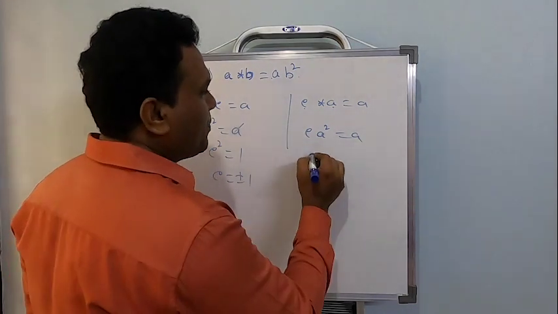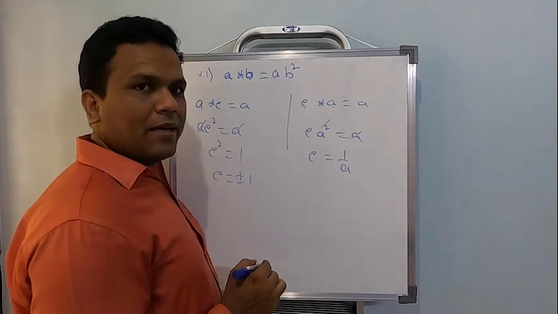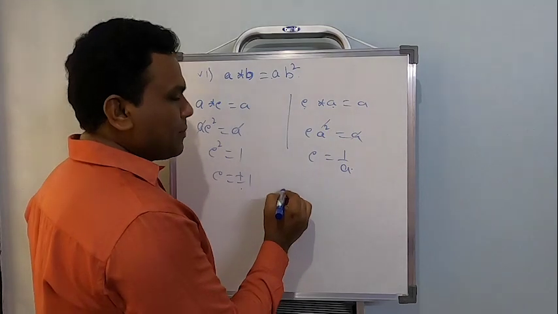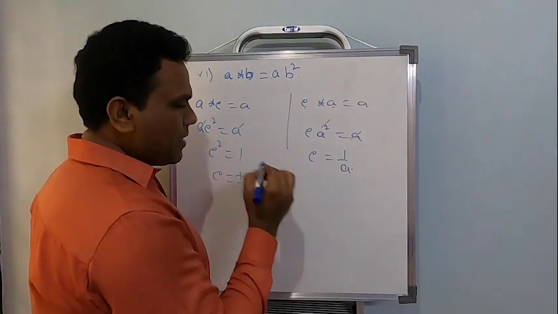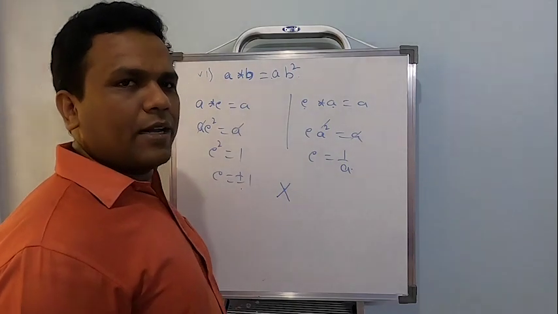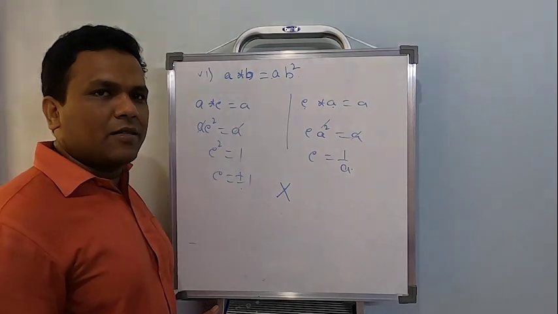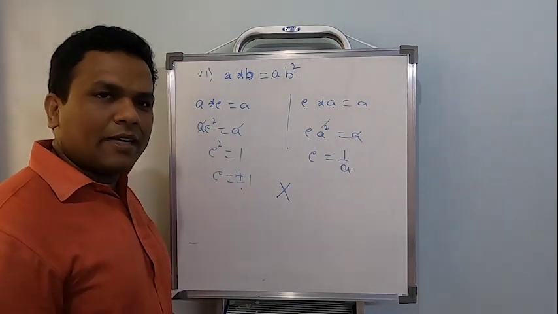Now come to here. Now this will be, one of the power cancels, E is equal to 1 by A. Here it is plus or minus 1, here it is 1 by A, right? That means there exist two identities according to this simplification. But remember, identity cannot be more than one element, it has to be unique. So this gives me two different identity elements. So stop and give a conclusion: hence the identity does not exist.